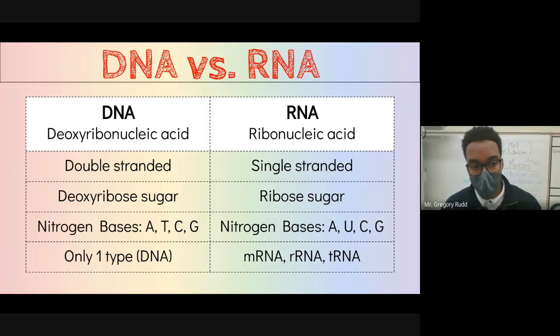And then that last row says that there's only one type of DNA. That's true. But there are several types of RNA that come up at different parts of the processes that we'll talk about today and on Monday and on Tuesday.